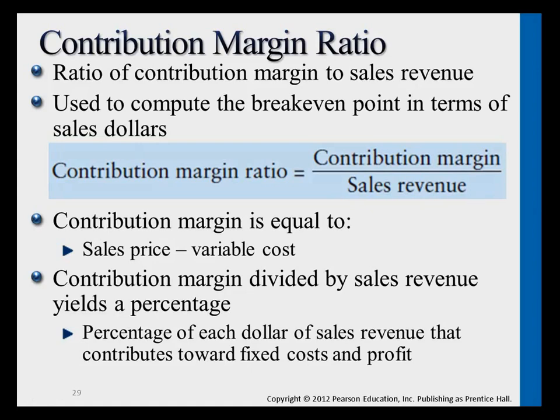So if I need to calculate anything in sales dollars, right, my break-even point in sales dollars, that's the formula I'm going to be using. I'm going to take my contribution margin and I'll divide it by sales revenue. So my contribution margin ratio approach is very different from the shortcut. Okay, so let's look. My contribution margin is sales price minus variable cost, right? We just looked at that as well in the formula.